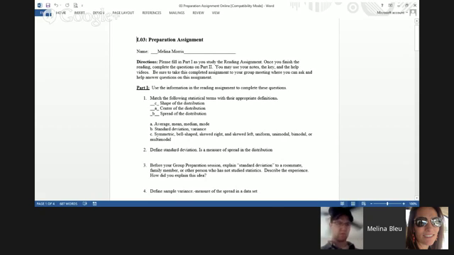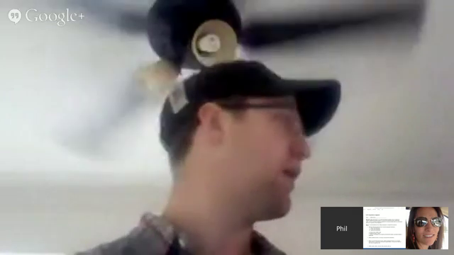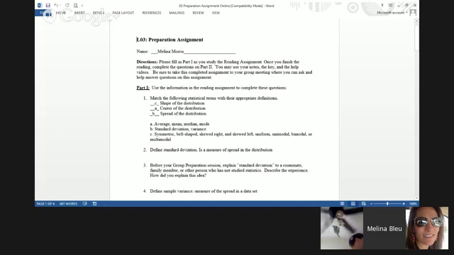They asked which one has the greatest spread, and it looks to me like it's C, but I don't know. What do you guys think? Okay. Yeah, I would definitely say C. I don't know if I'm interpreting that correctly, but that's what I'm thinking.